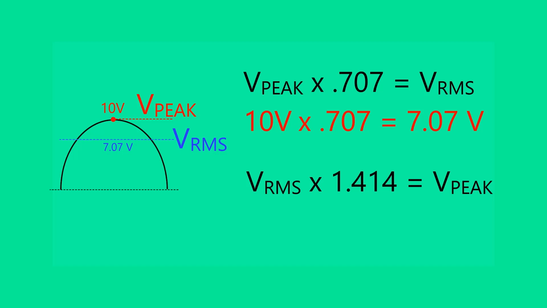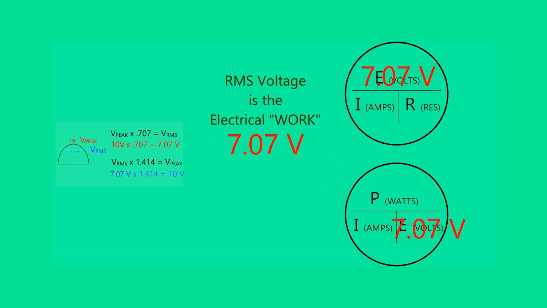The peak value can be solved if the RMS value is known. The RMS value is multiplied by 1.414 to solve for the peak value. Remember that an AC voltage continuously changes in magnitude and polarity. The RMS value of an AC voltage is the amount of electrical work that is produced. The RMS value, not the peak value, is used in Ohm's law formulas.